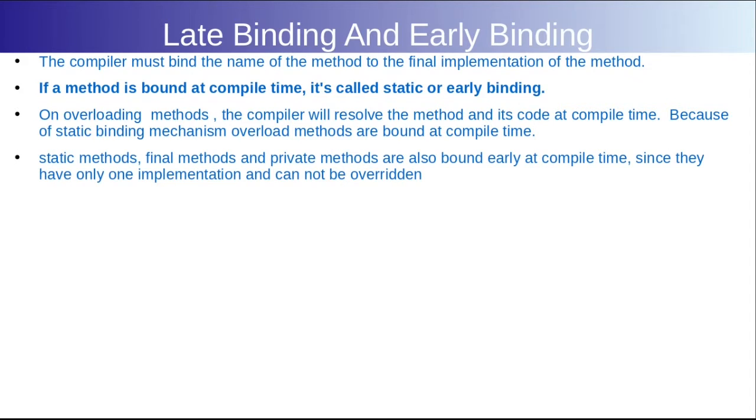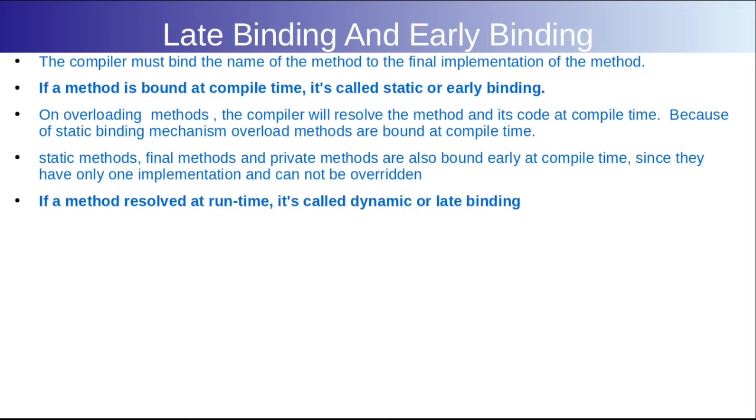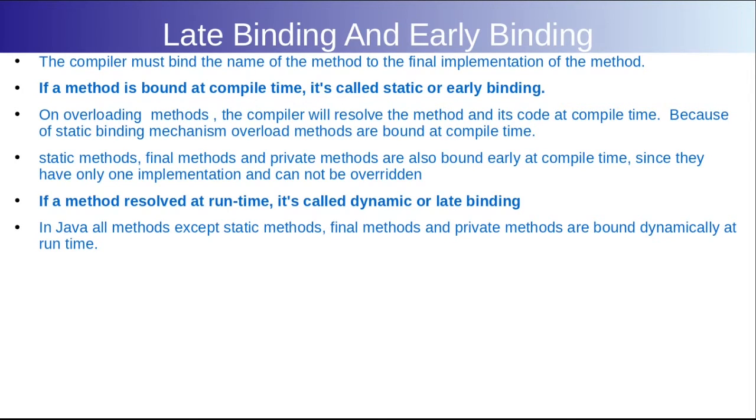Static methods, final methods, and private methods are also bound early at compile time, since they have only one implementation and cannot be overridden. If a method is resolved at runtime, it is called dynamic or late binding. In Java, all methods except static methods, final methods, and private methods are bound dynamically at runtime.